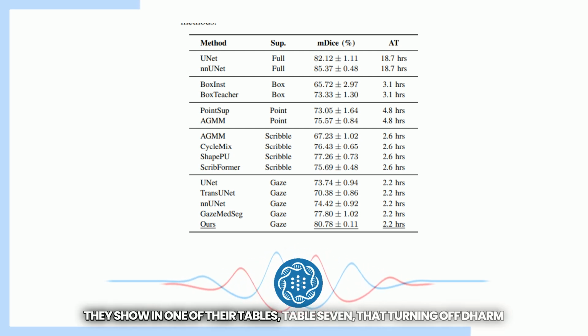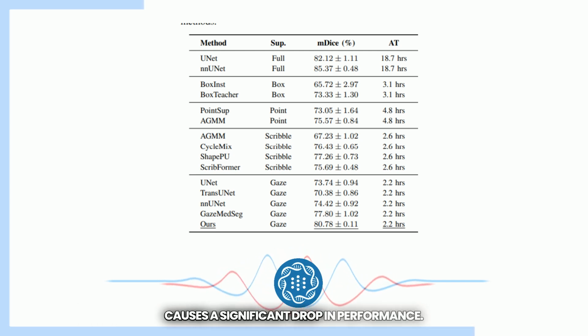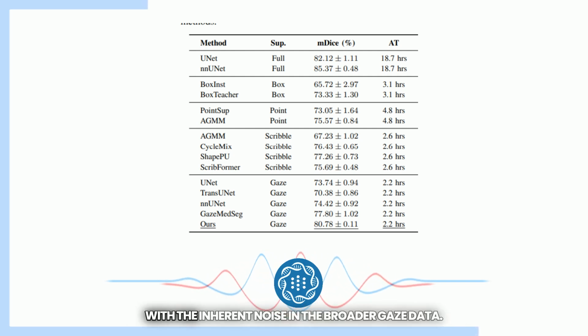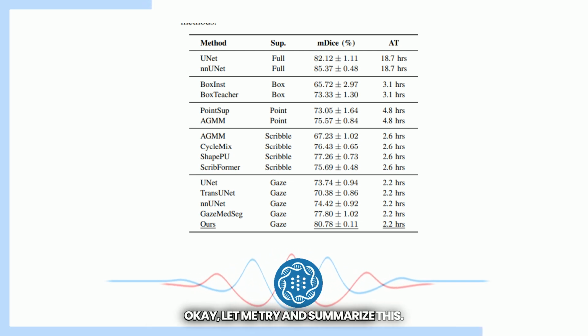They show in one of their tables, Table 7, that turning off DARM causes a significant drop in performance. Wow, so that really highlights how crucial it is for dealing with the inherent noise in the broader gaze data. Definitely. Okay, let me try and summarize this.